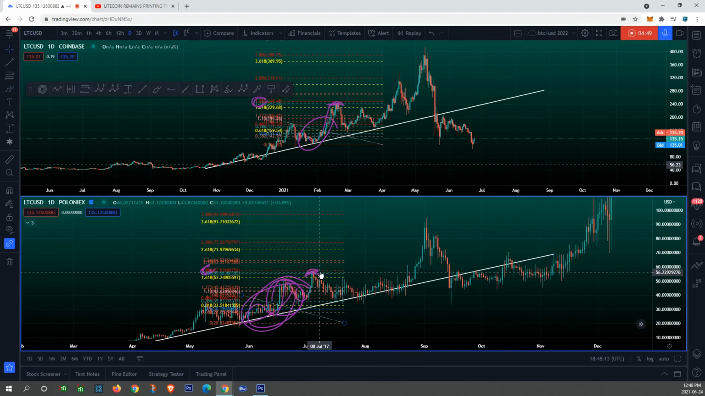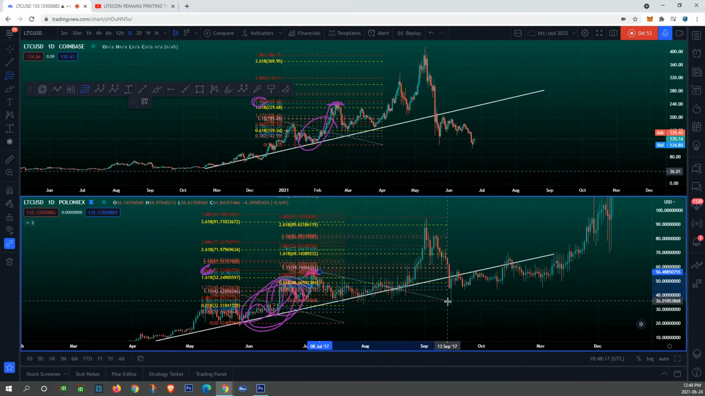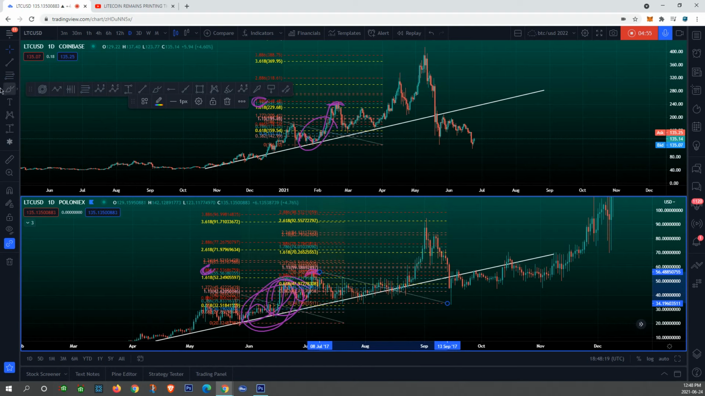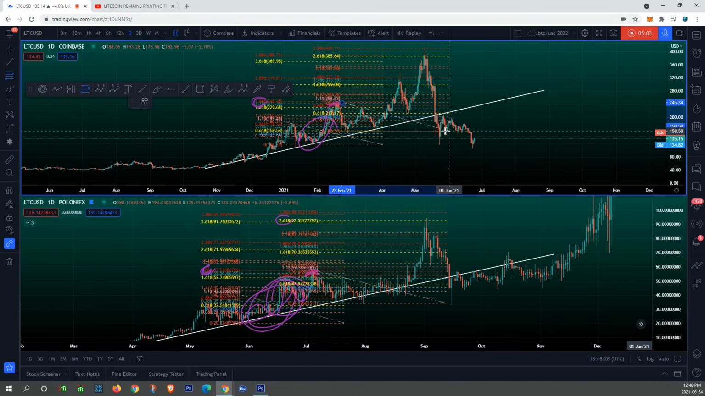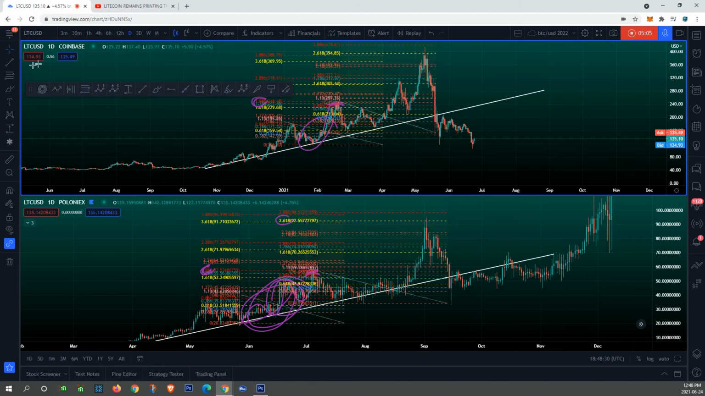So right over here, I'm going to do the same exact thing from top to bottom. And right over here, we triggered the 2.618 Fibonacci level. Let's do the same thing with this fractal, top to bottom, just like that. And right here, we triggered the 2.618 as well. So what does this tell you as an investor?